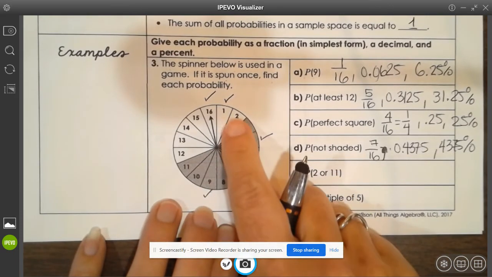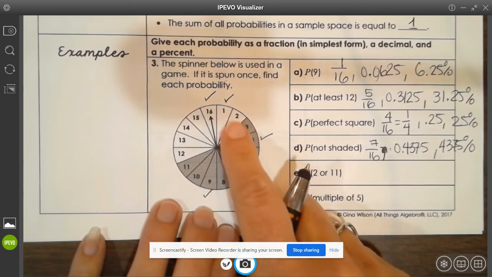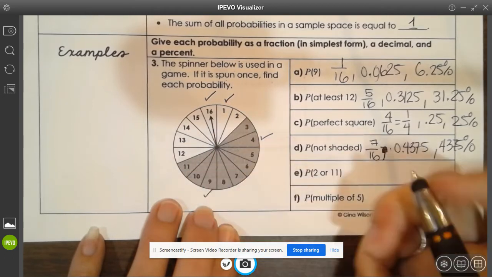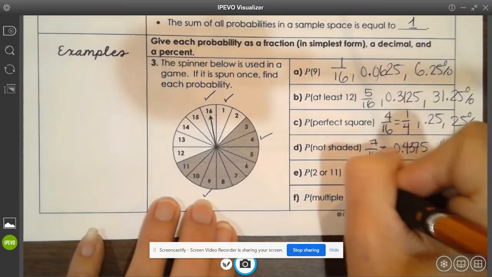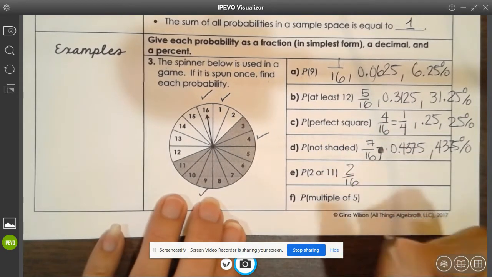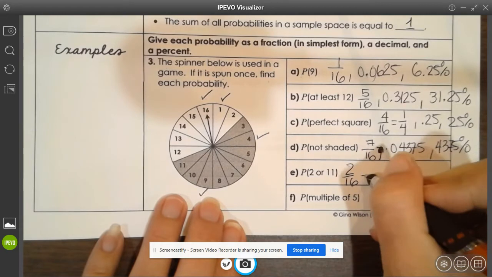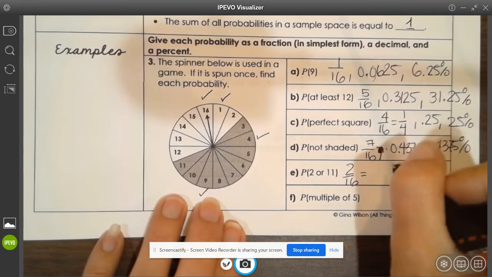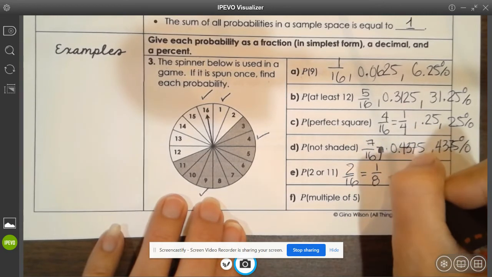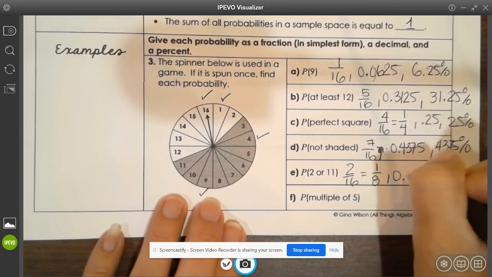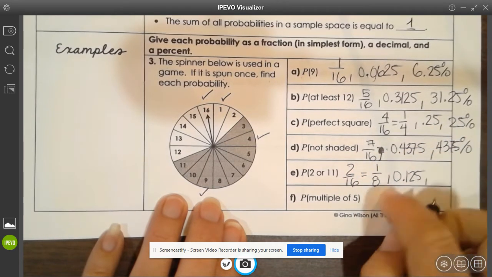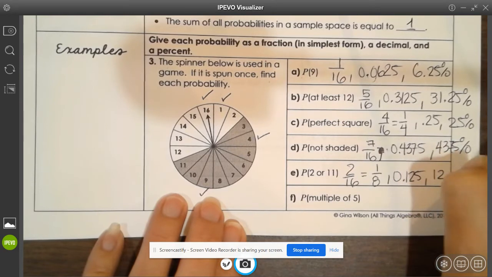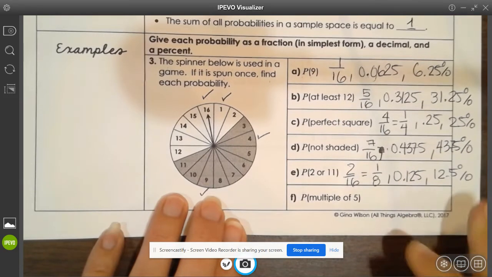Okay, next one. What's the probability that you get a 2 or an 11? Well, there's only one 2 and there's only one 11. So that's 2 over 16, two numbers. All right, so 2 goes into 16 and then 1 over 8. You divide that, you get 0.125, and then you multiply by 100, you get 12.5%.